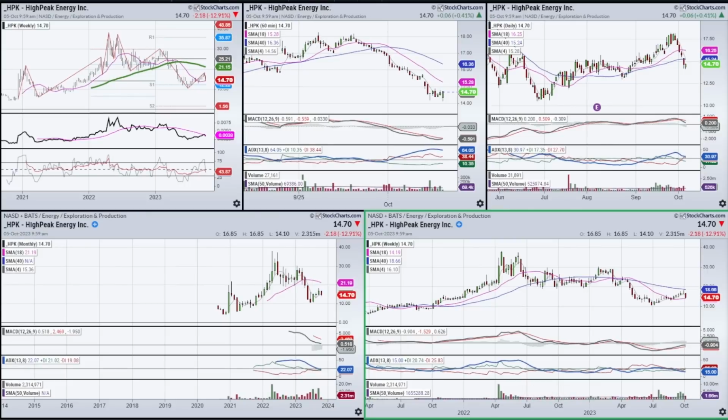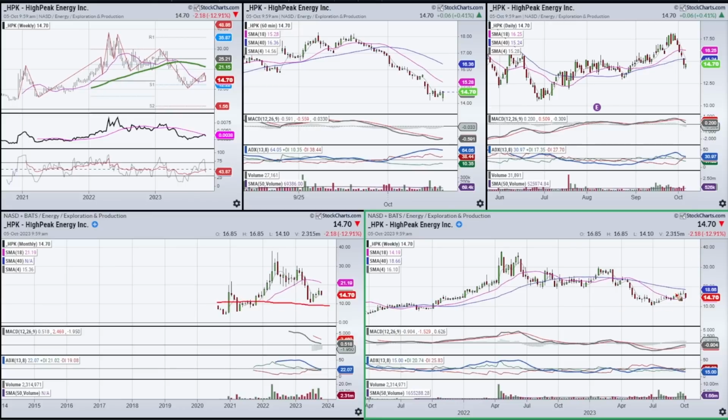Okay, now HPK, this is an energy stock in the exploration and production area. Now, what's bothering me and what I don't show here, this is the relative strength versus the S&P, but if we had the relative strength versus the XOP, right? This would look terrible. This is not a good stock relative to its sector. So I don't know that I'd have a lot of interest on the long side. I also don't know that I want to play the downside in a group that's been pretty strong.